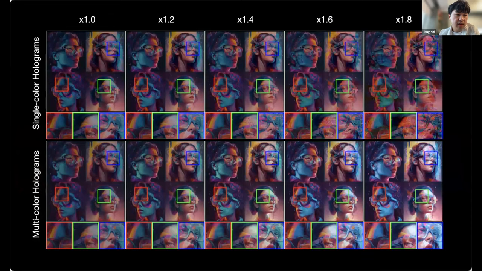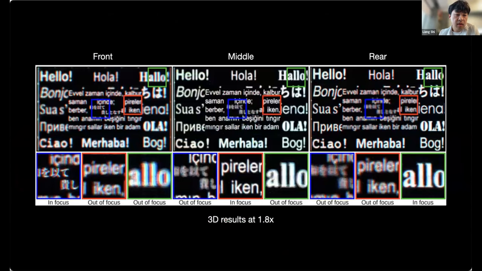The multicolor hologram manages to keep up with the scales and produce brighter images without artifacts, while single color hologram fails. Multicolor hologram can also work for 3D images. This hollow image is partitioned into three depth planes and scaled 80% brighter. The multicolor hologram successfully produced the defocus effect and the desired brightness level.